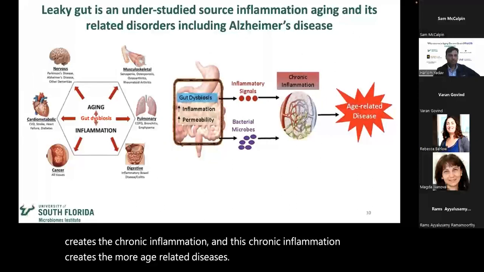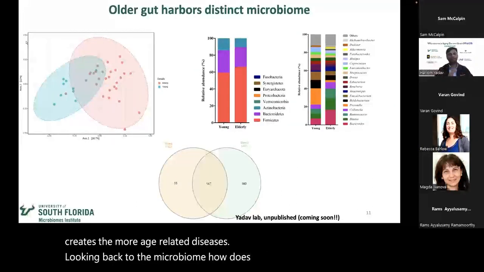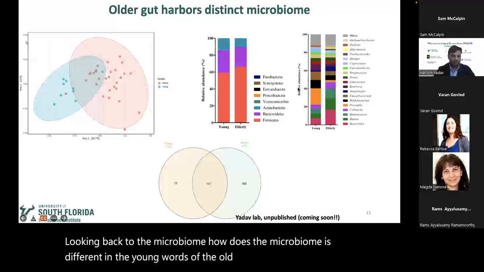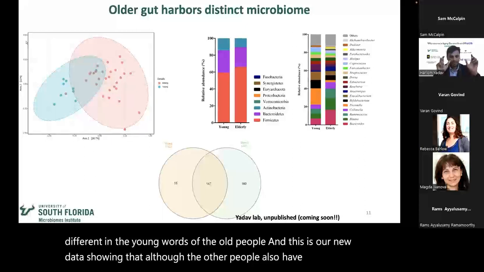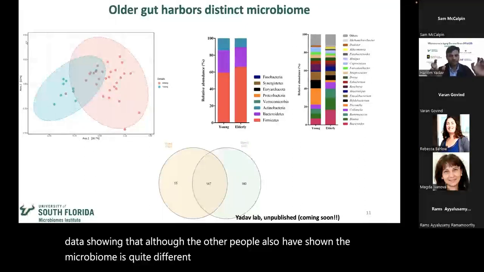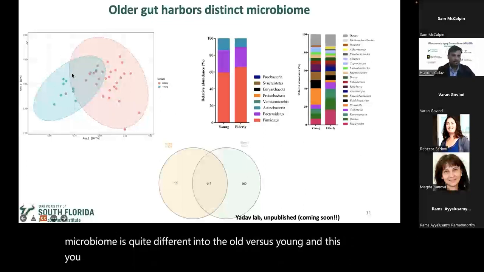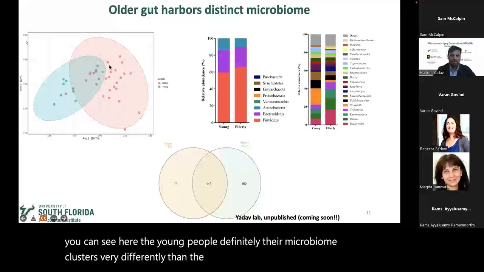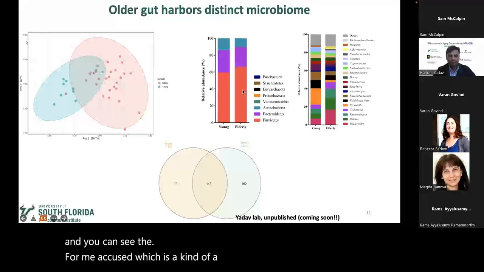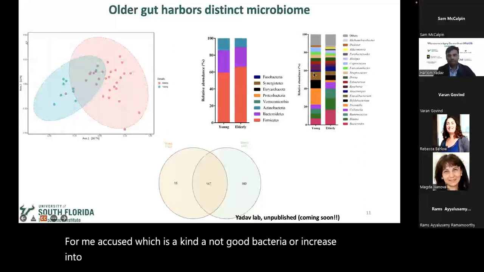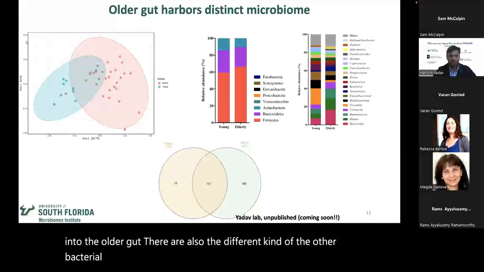Now, looking back at the microbiome, how does the microbiome differ between young and old people? This is our new data showing that, although other people have also shown the microbiome is quite different in old versus young. You can see here that the young people's microbiome clusters very differently from the older people's. These are the classical differences in the major phyla. You can see the Firmicutes, which is a kind of not-good bacteria, are increased in the older gut. There are also different kinds of other bacterial genera that propagate there.